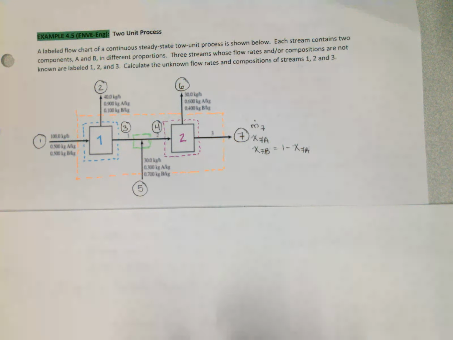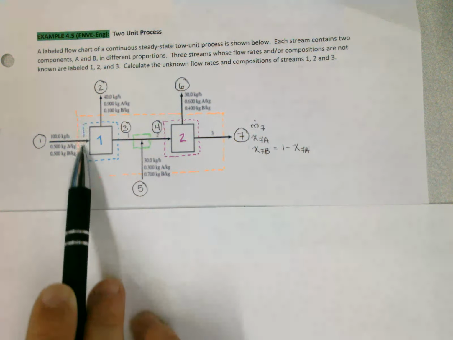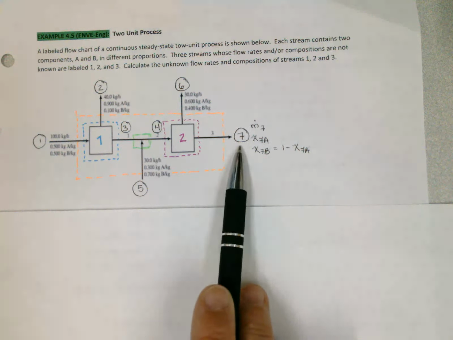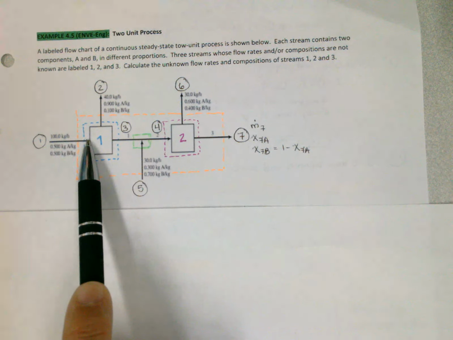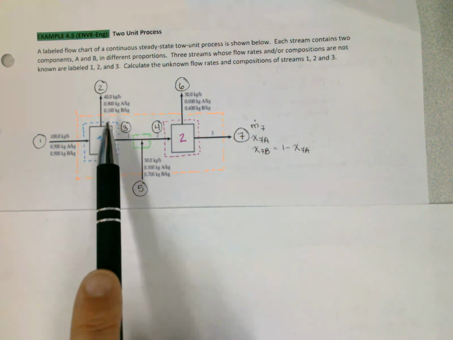What you're going to notice here is that I have drawn three different boundaries on this particular system. This orange line represents the overall system. And if we look at the overall system, only 5 things cross it, even though we have 7 streams labeled. Number 1 crosses the barrier, so it gets included in the mass balance for the overall system.